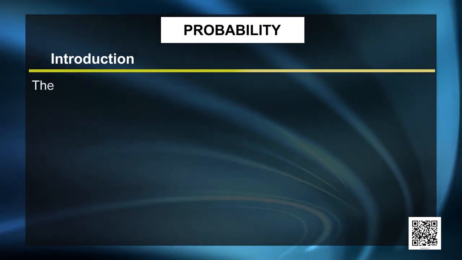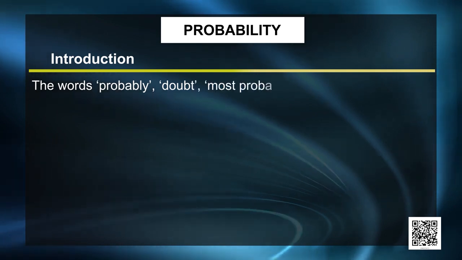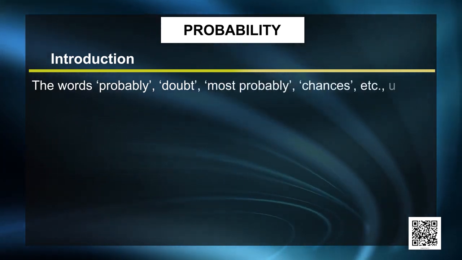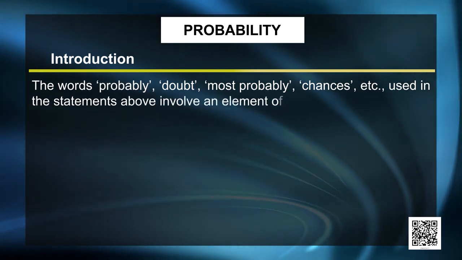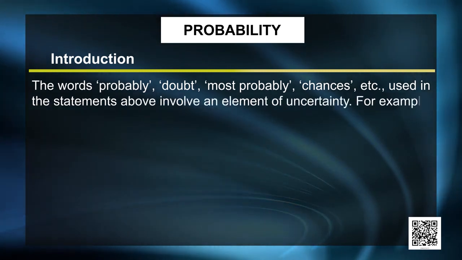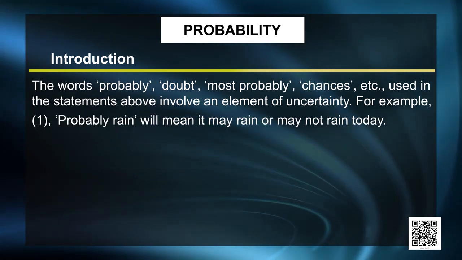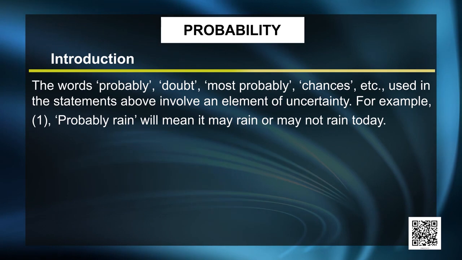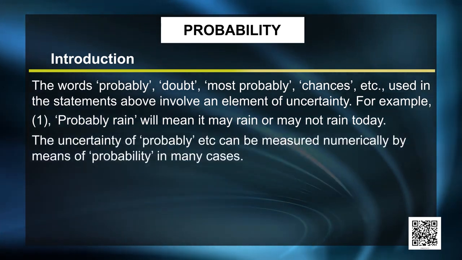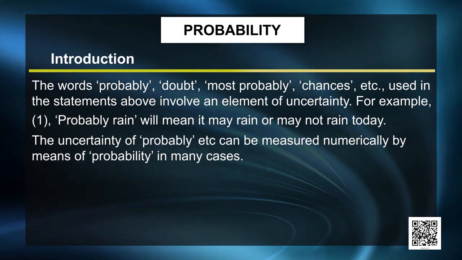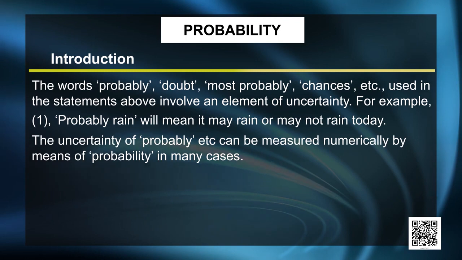The words probably, doubt, most probably, chances, etc. used in the statements above involve an element of uncertainty. For example, probably rain will mean it may rain or may not rain today. The uncertainty of probably can be measured numerically by means of probability in many cases.